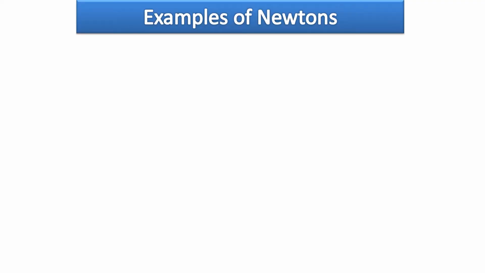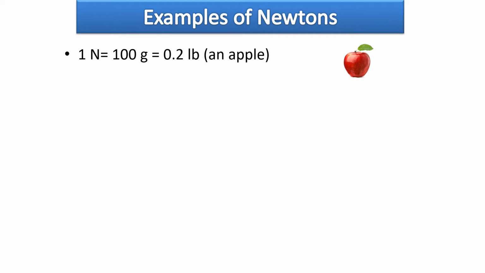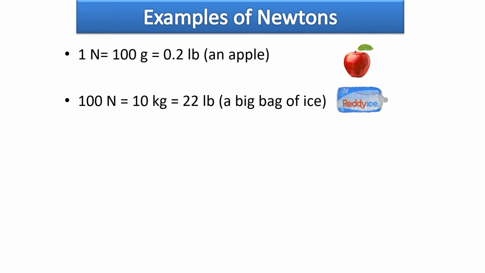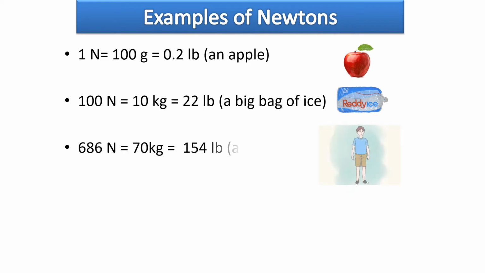So examples of newtons, like the force. 1 newton, just so you get an idea, is equal to 100 grams, which is about the weight of an apple. If you're holding an apple, that's like 1 newton of weight. 100 newtons is like 22 pounds, which is like a big bag of ice. So 100 newtons, big bag of ice.